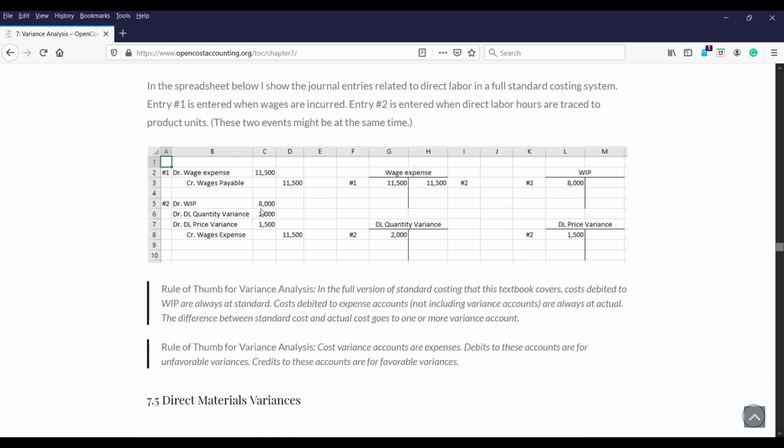And typically, the different companies can run this differently, so that's why I put the typically qualifier in there. Typically, what you'll do if you're doing standard costing is your WIP account will be at full standard. So it's at standard cost, as a standard price and standard quantity.